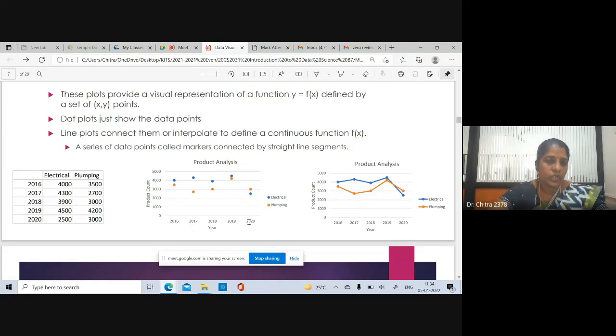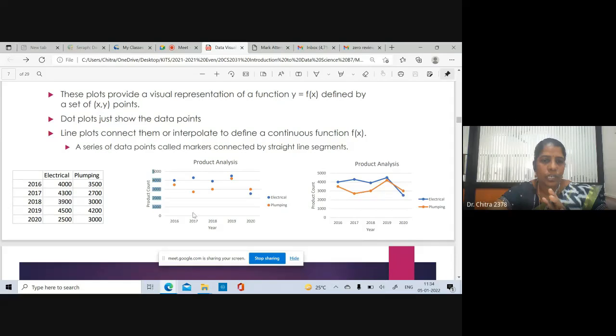When you enter the values, for better understanding, you use the numerical values on the left side of the graph. If it is a count or numbers, mostly you write the numbers on the left side, that is the y axis. In the vertical axis you write the numbers, then it will be clearer and more precise compared to other types. So this is the dot plot here. 2016 electrical 4000, so it's mapped as 4000.